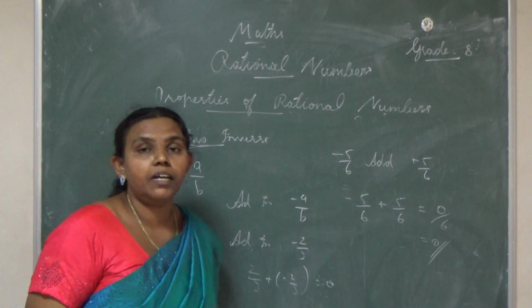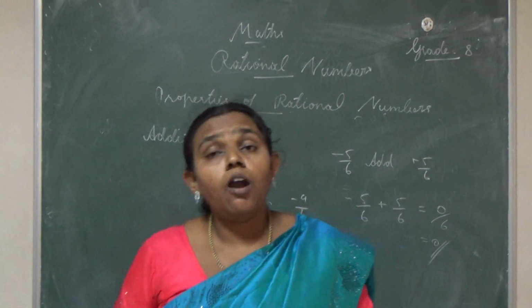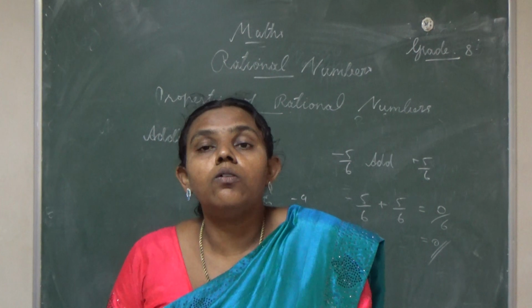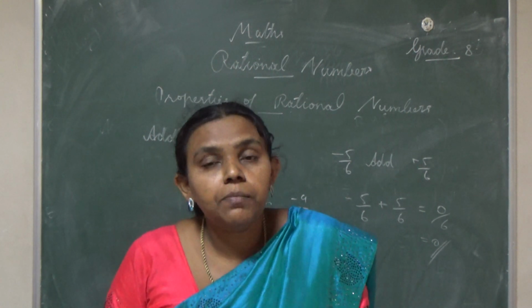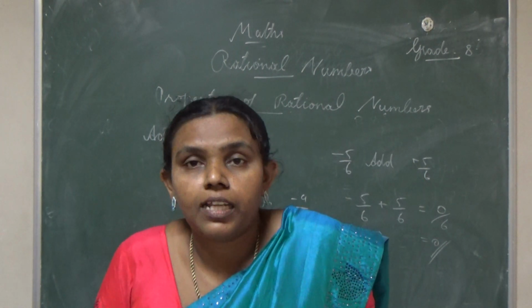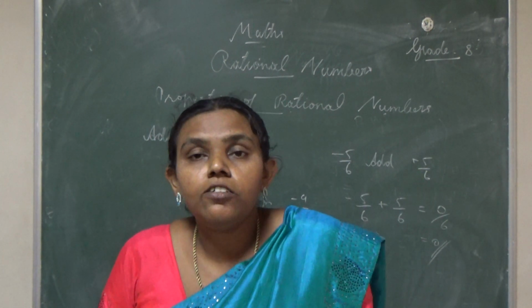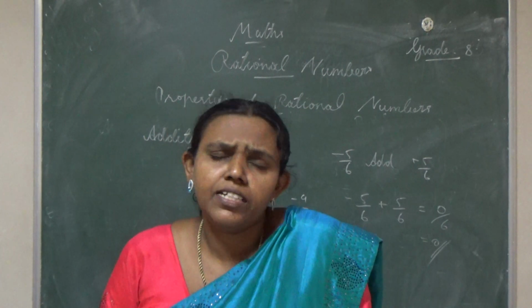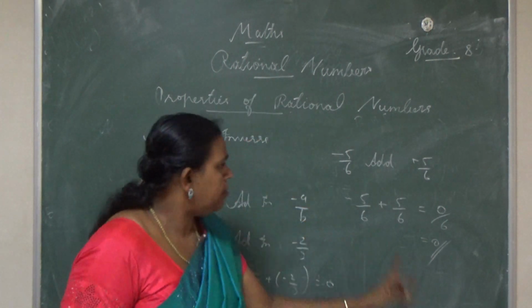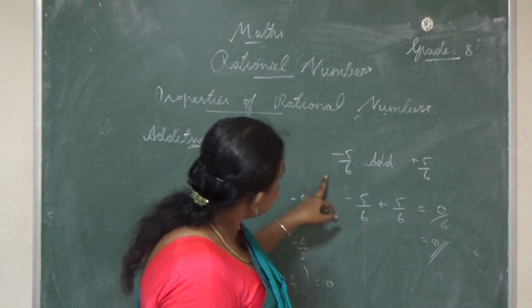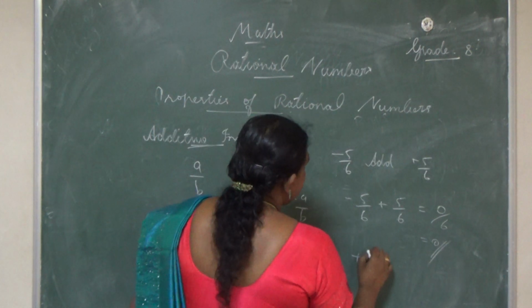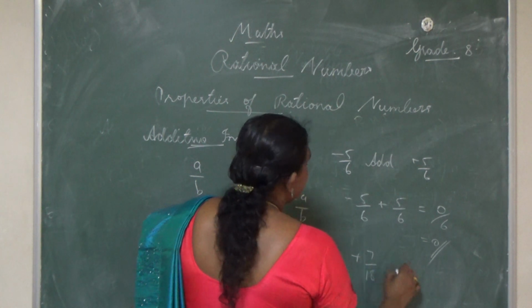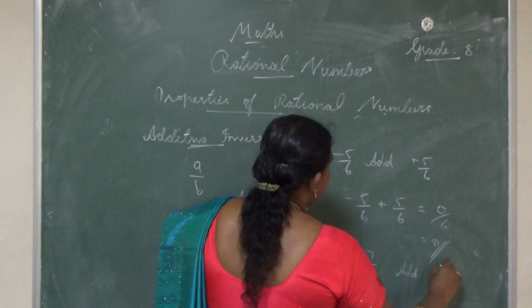If you add a number with its inverse, you get 0: 5 plus blank is equal to 0, so blank is minus 5. 2 by 3 plus blank is equal to 0, so blank is minus 2 by 3. So the additive inverse is the opposite value. Minus 5 by 6 means the inverse is plus 5 by 6. For plus 7 by 18, what is the additive inverse? Minus 7 by 18.